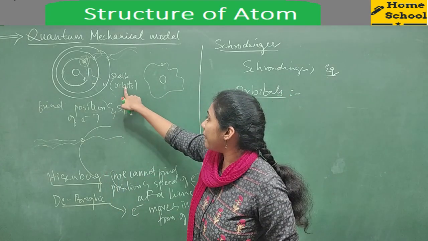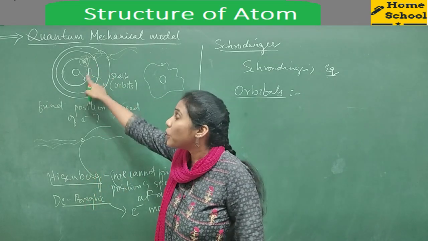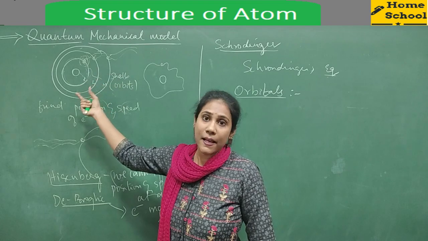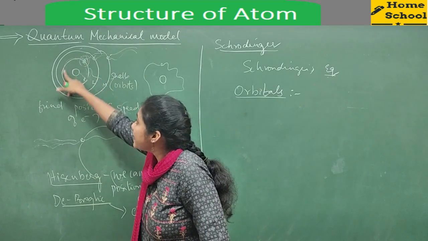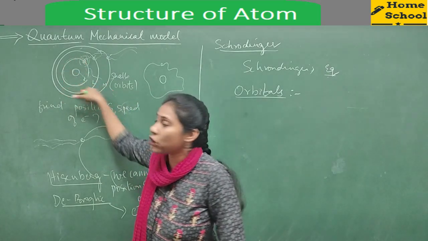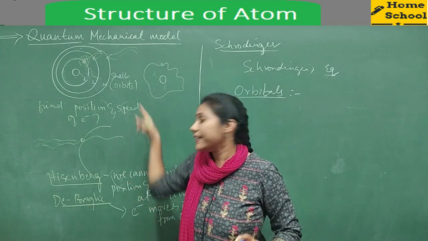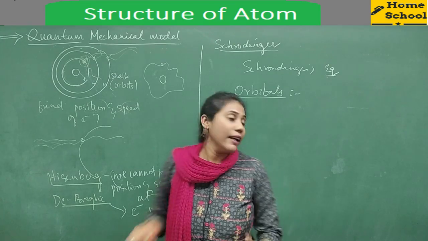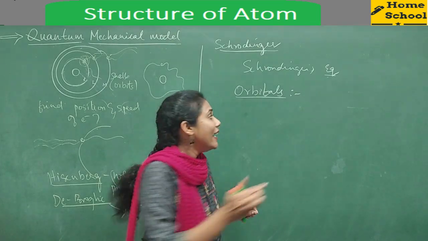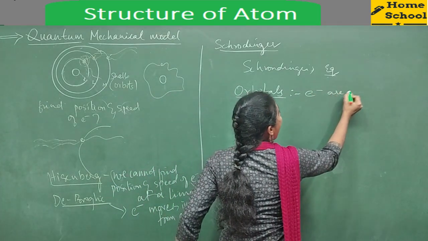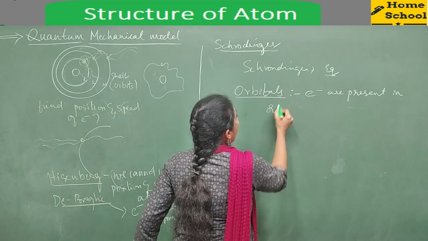See, orbit is different, orbital is different. Orbit is something that Bohr has given. An orbit is a fixed boundary, and the electron is moving in that particular line itself. That is what was told by Bohr. Now that is not correct, as proved by these two scientists. And here we have something called orbitals. So he says that electrons are present in orbitals.